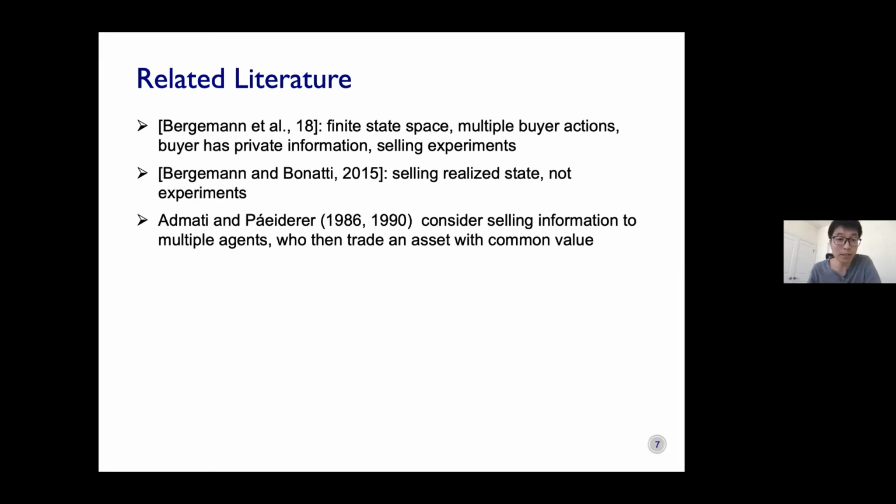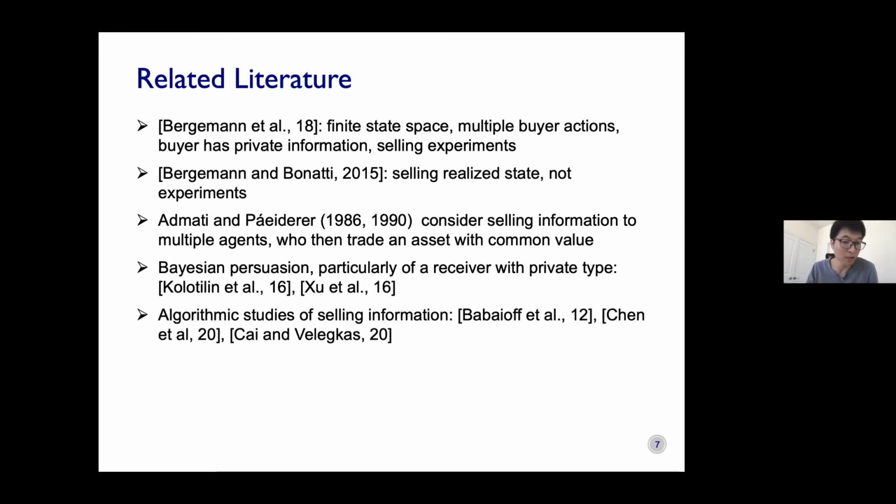Another related work is also by Bergemann, with Bonatti. They're looking at selling the realized state directly, so you cannot do the signaling scheme and things. But in our case, we're looking at selling experiments, or you can call it the signaling scheme. Classical works also look at selling information to multiple agents when they trade an asset afterwards with common value. And there were also some algorithmic works.